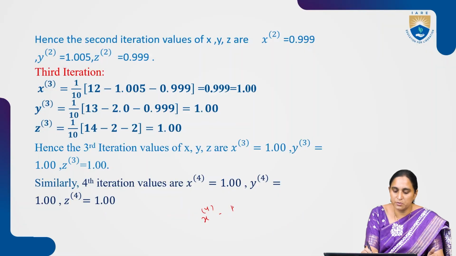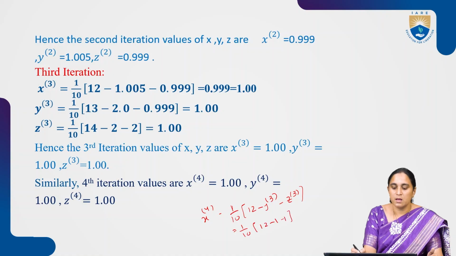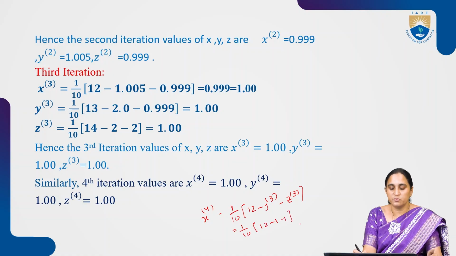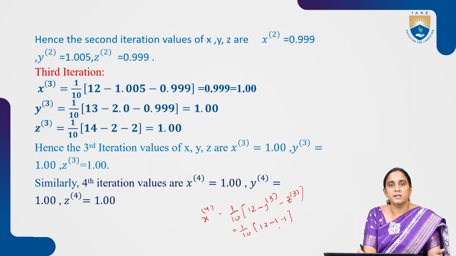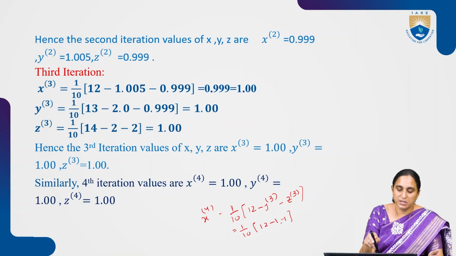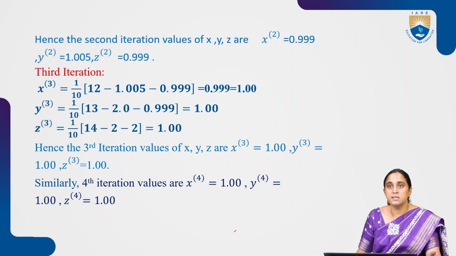the equation 1 by 10 into 12 minus y power 3 minus z power 3. That is 1 by 10 into 12 minus 1 minus 1. There we get x power 4 as 1. Similarly, substitute that x power 4 value in the second equation, we get y power 4. And similarly, we get the z power 4 value. After getting this fourth iteration, again we get the same values: x power 4 as 1, y power 4 as 1, and z power 4 as 1.